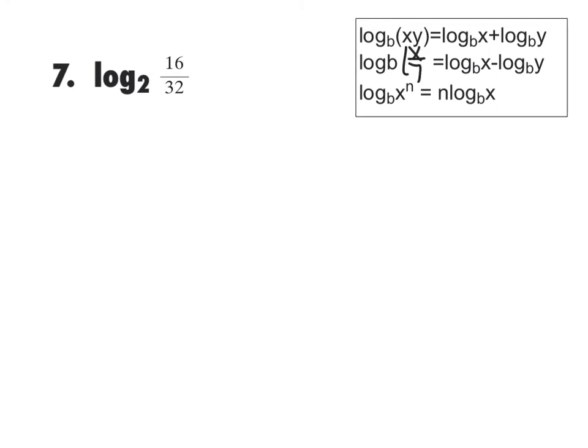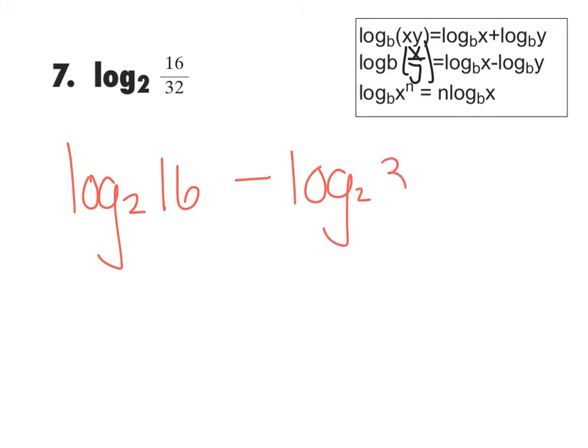All right, again, I see division, so I'm going to use that property that says when I divide, it just turns into subtraction. So I'm going to say this is equivalent to log base 2 of 16 minus log base 2 of 32. Again, I'm just saying what power of 2 is 16? I think that's a 4. And what power of 2 is 32? I believe that's a 5, so I get a negative 1.